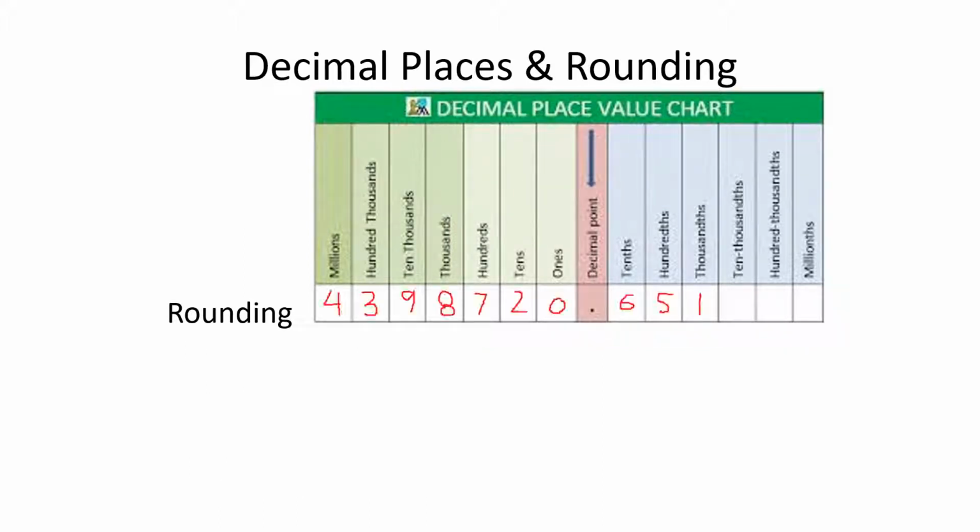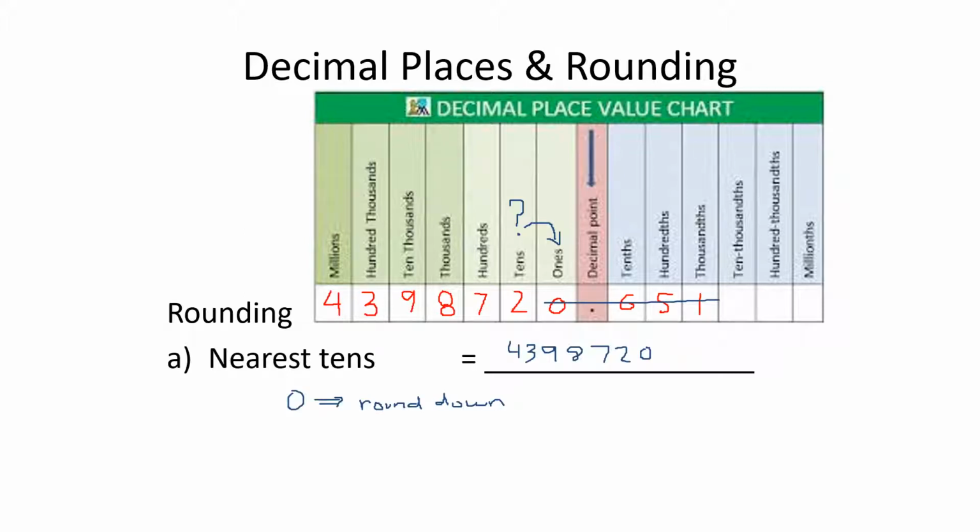All right, so let's do some rounding. I punched in some numbers. Round to the nearest tens, everyone. Let me know what you get. 4, 3, 9, 7, 2, 0, right? 0. So tens is in question. You look to the right, it's a 0. So the 2 is going to stay the same. Everything else after it becomes a 0. So you just round down.